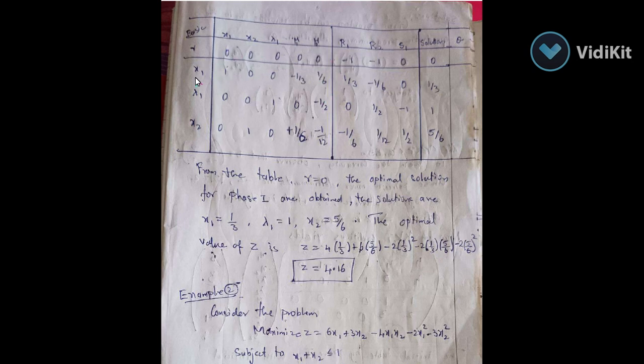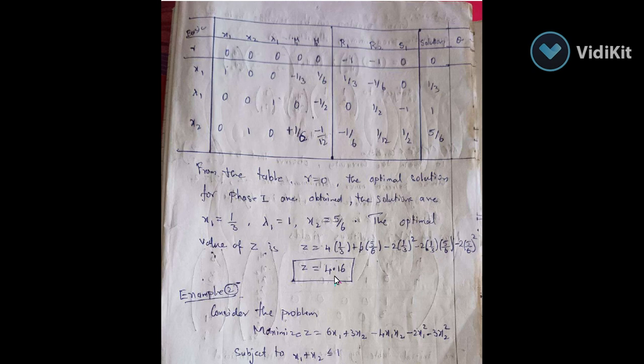So in other words, the x1 value is 1 by 3, lambda 1 is 1, and x2 is 5 by 6. That is what we put here. These entries we can substitute back into the objective function. In the objective function I'll put x1 equal to 1 by 3 and in the place of x2 I'll put 5 by 6. Simplifying all these values, you will get z. After substituting and simplifying, z is 4.16, right? So we get the optimum value.